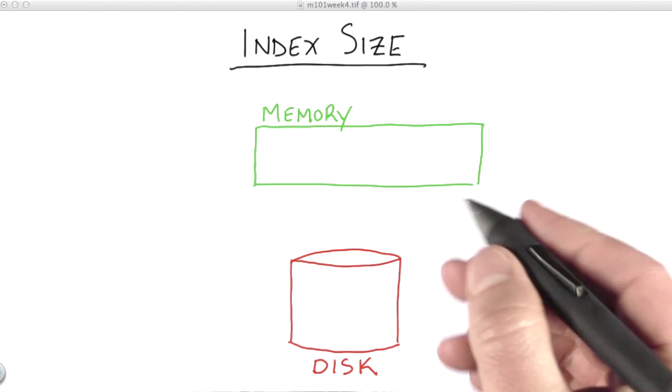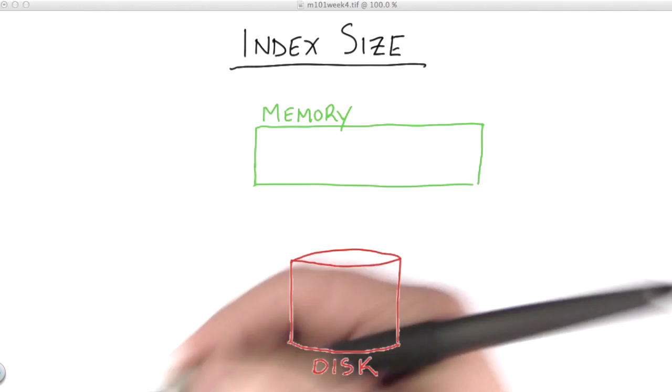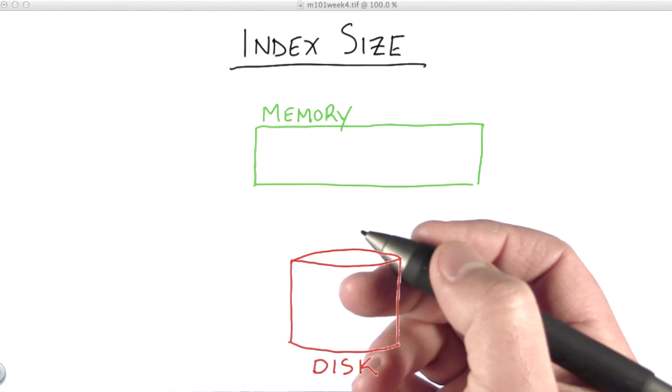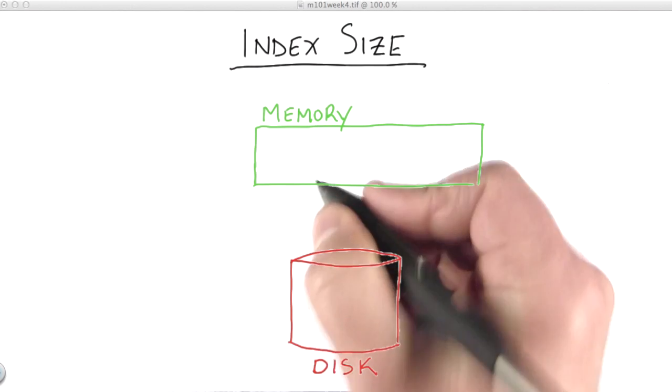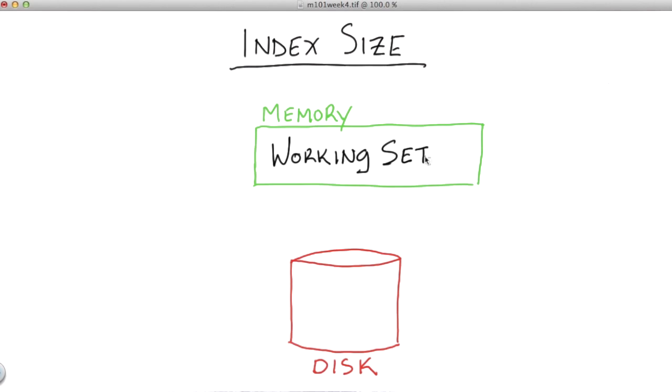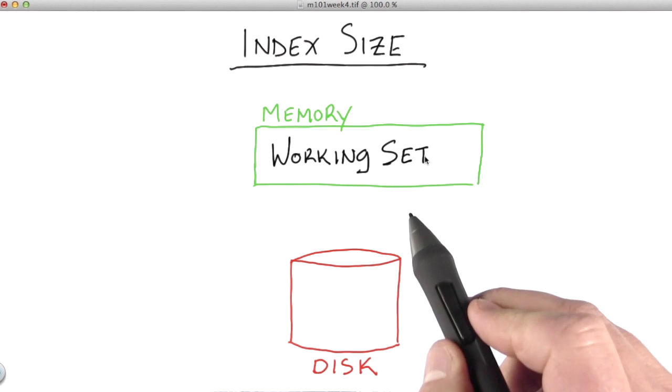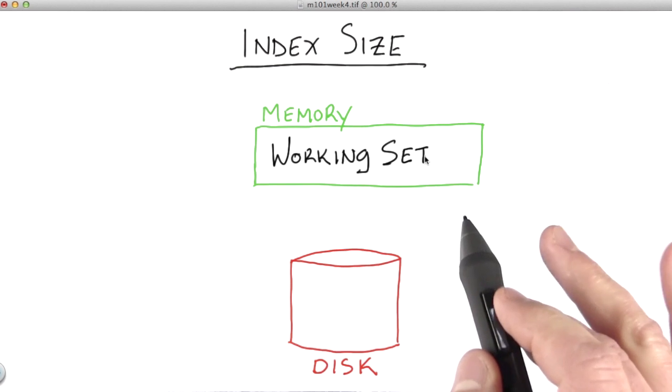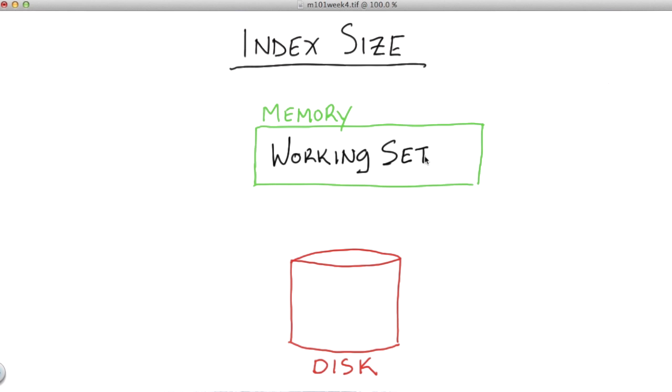Okay, so now I want to talk a little bit about index sizes. As with other databases, with MongoDB, it's very important that we're able to fit what's called the working set into memory. So the working set is the portion of our data that clients are frequently accessing. As you might imagine, a key component of this is our indexes.